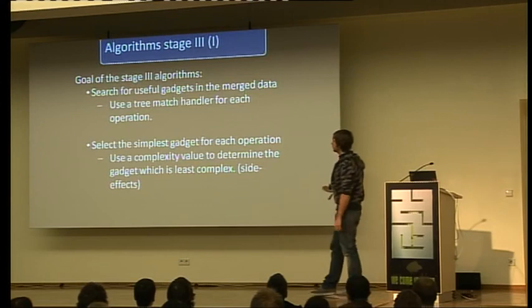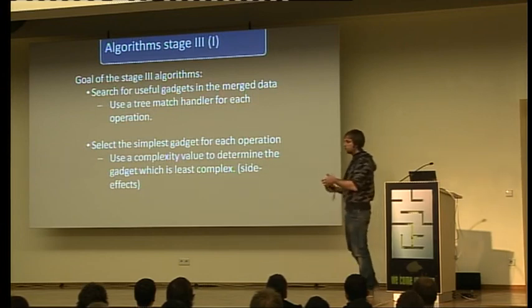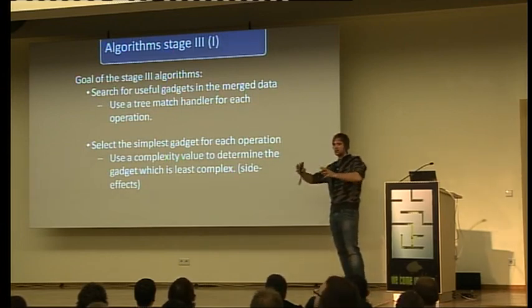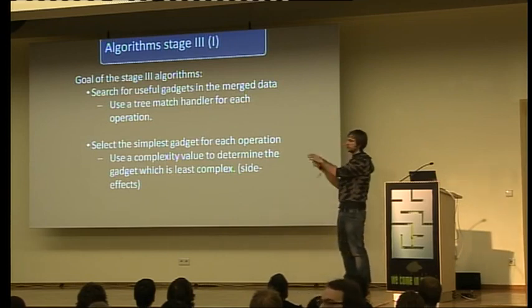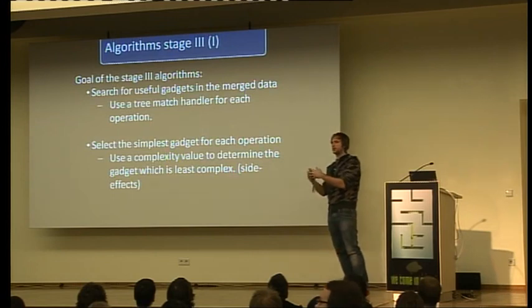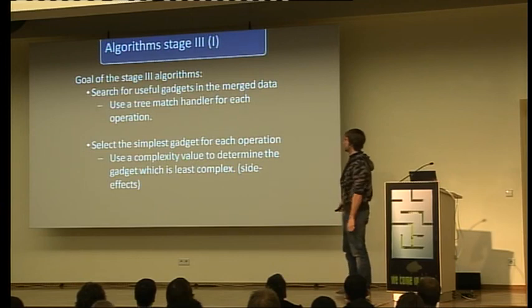So searching for useful gadgets in the merged data is nothing else than using tree match handlers and comparing those fuzzy tree match handlers to the trees that we have already extracted. Given that we know how we want a specific addition to look, or a register addition, or a memory dereference, we can just use a simple tree match handler, which is kind of fuzzy, so that we find more possible references, because we do not really care whether explicitly the memory address of R0 is addressed, but we can also use R0 plus 4 or N. We can use that with this tree match handler.